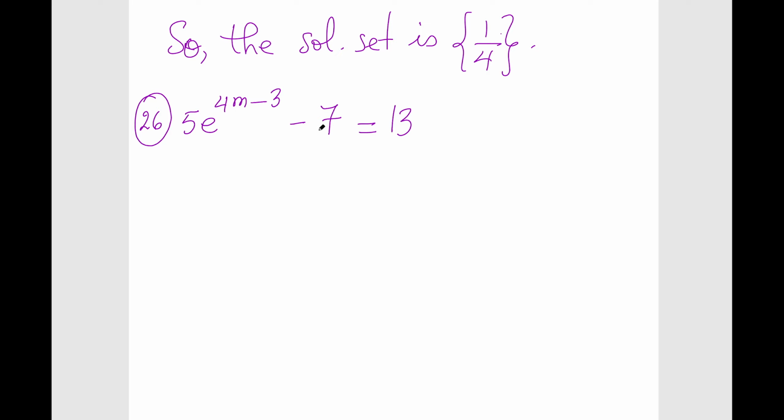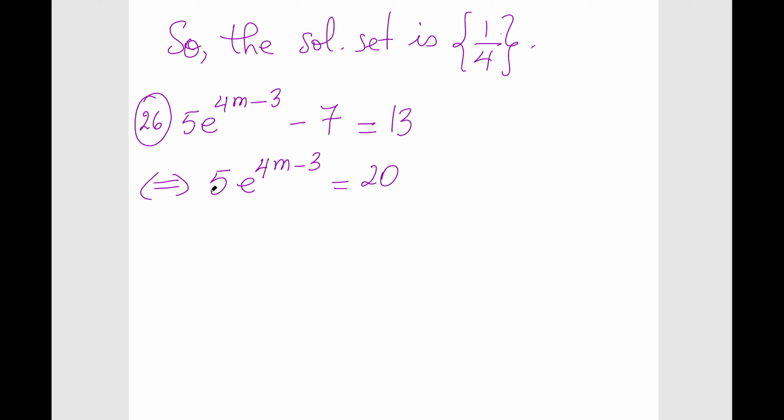All right, let's get this out of the way first, the 7. And how do we get it out of the way? We want to add 7. If you add 7, you get 5 e to the power 4m minus 3 is equal to 20, because 13 plus 7 is 20.